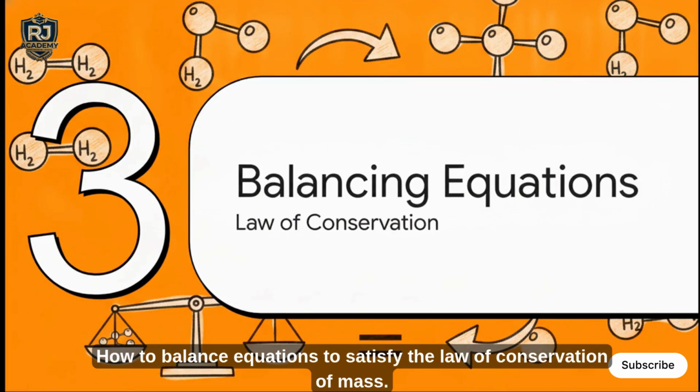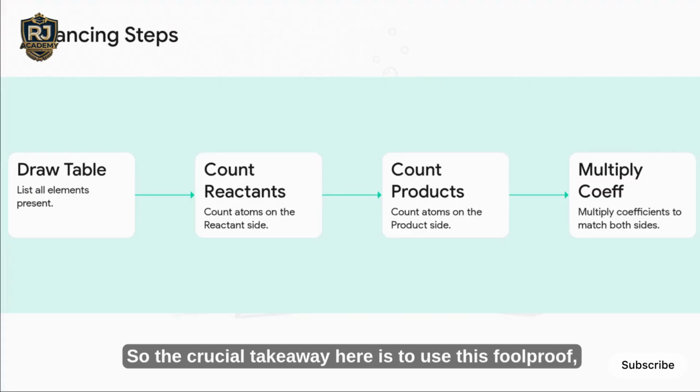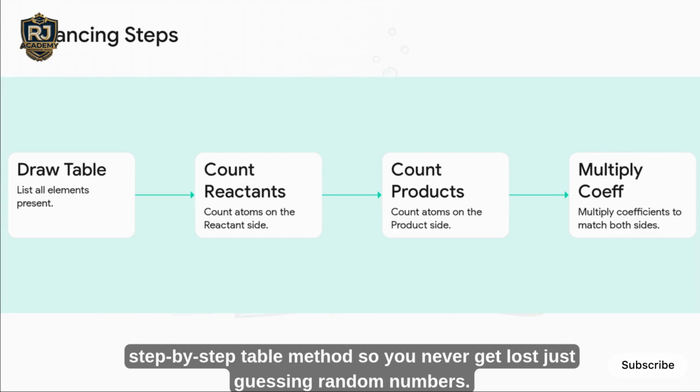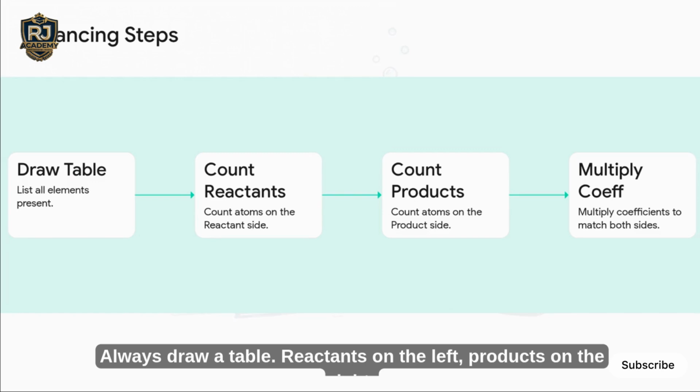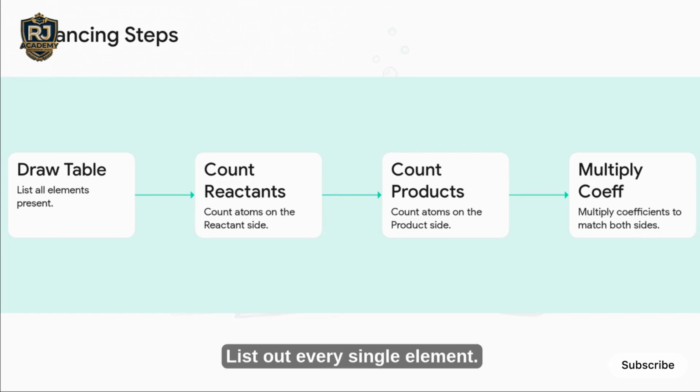Section 3. How to balance equations to satisfy the law of conservation of mass. So the crucial takeaway here is to use this foolproof step-by-step table method so you never get lost just guessing random numbers. Always draw a table. Reactants on the left, products on the right. List out every single element.